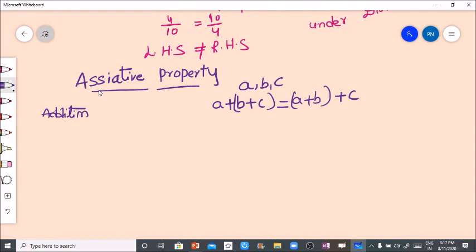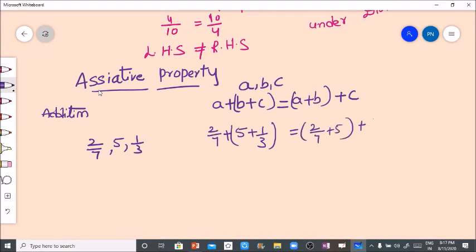Okay, and here three rational numbers: 2 by 7, 5, 1 by 3. These are three rational numbers. I am going to check (2 by 7 plus 5) plus 1 by 3 equals 2 by 7 plus (5 plus 1 by 3). Okay, right.